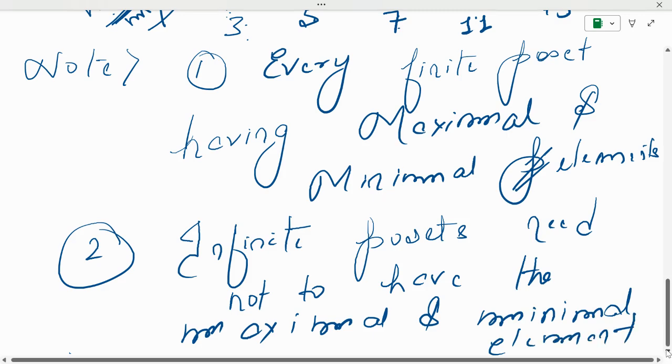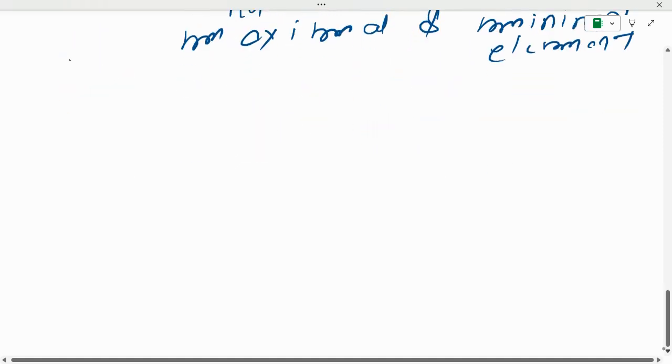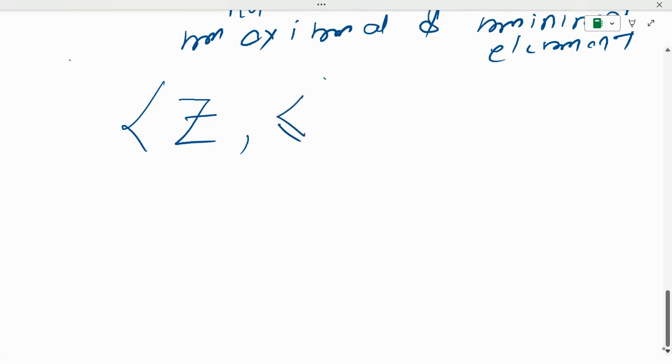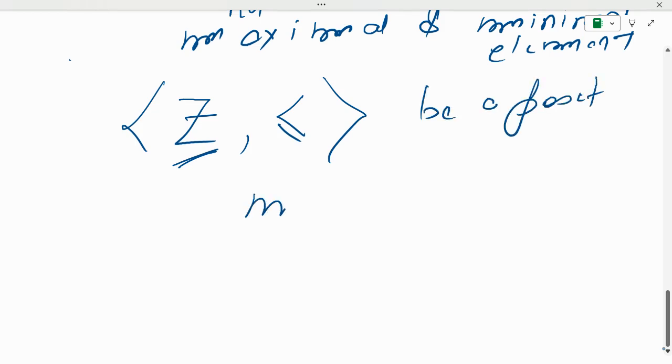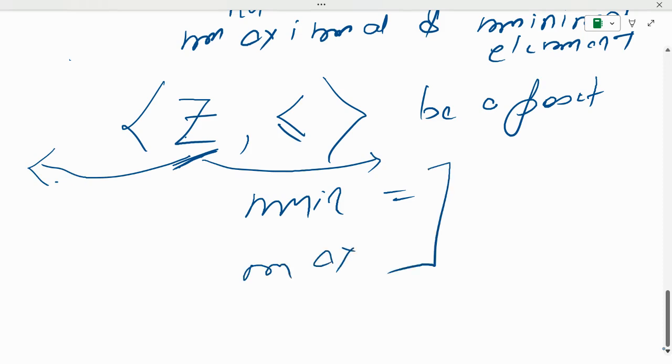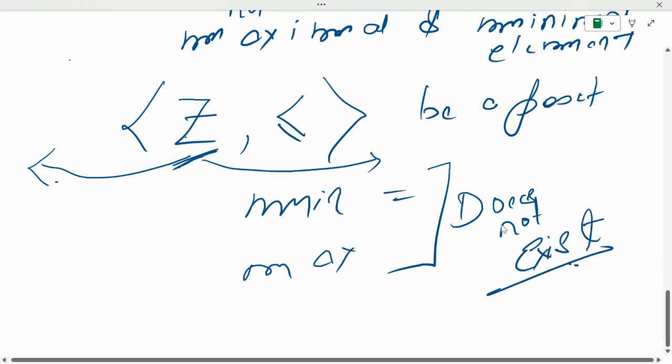So for a finite poset, we can define the minimal and maximal element, but for an infinite poset like Z with less than or equal to, not Z plus, it's just Z. If this is a poset and we want to find the minimal, definitely you can't find the minimum element for this, right? So it goes infinitely towards negative and infinitely towards positive. So minimal and maximal for this do not exist. Okay, so this is a very important point regarding finding the minimal and maximal elements for a poset.